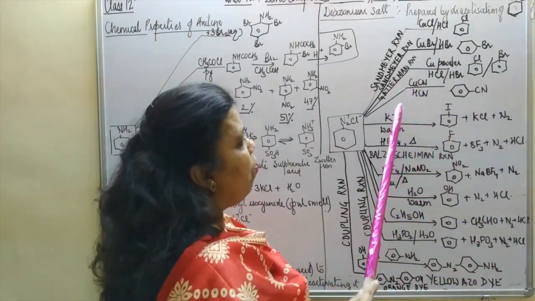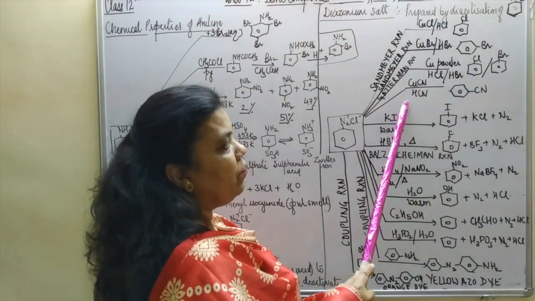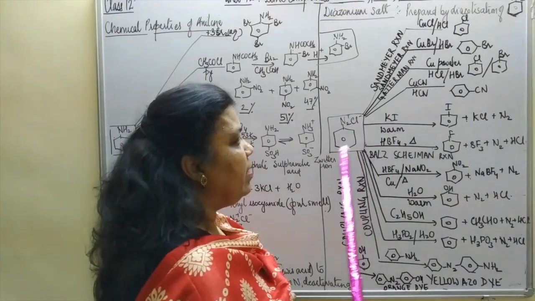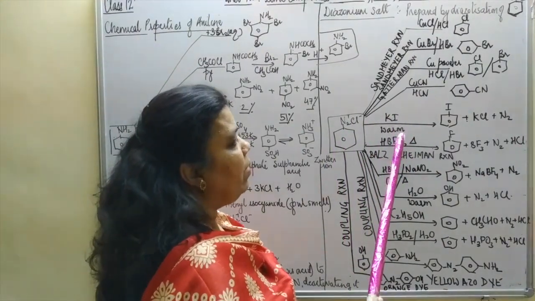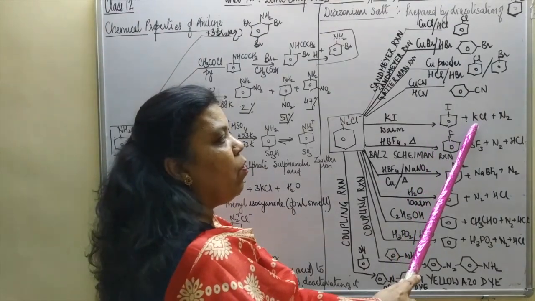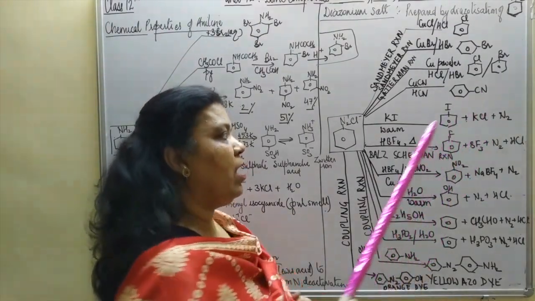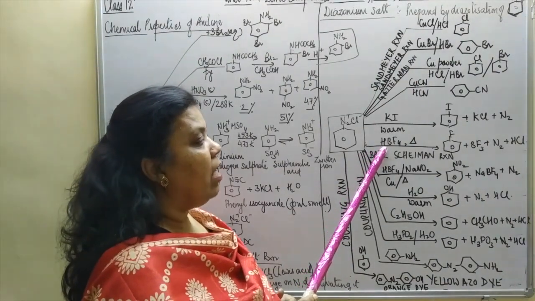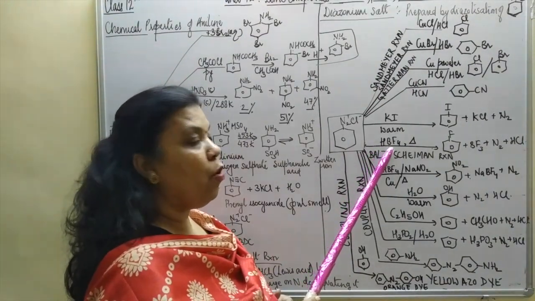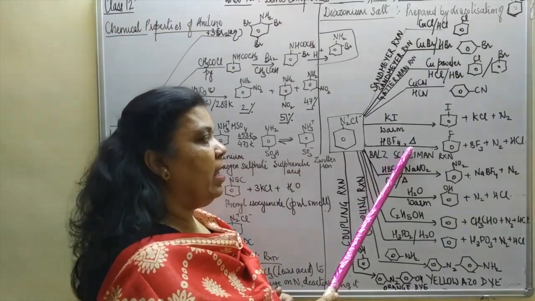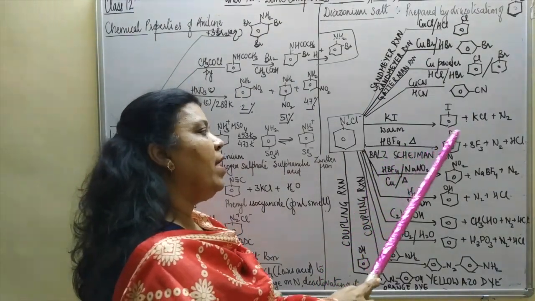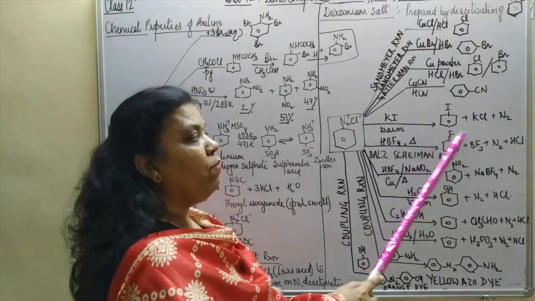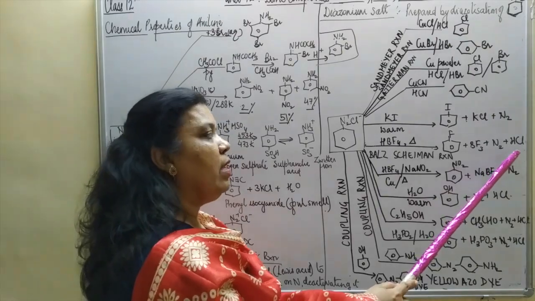Next is the reaction of BDC with CuCN in presence of KCN to form cyanobenzene. Next is if you warm BDC with KI. On warming with KI you get iodobenzene along with the byproduct KCl and nitrogen. The next reaction also has been studied earlier, and that is reaction with fluoroboric acid followed by heating. So an intermediate benzene diazonium fluoroborate is formed which dissociates to form fluorobenzene, BF3, N2 and HCl.